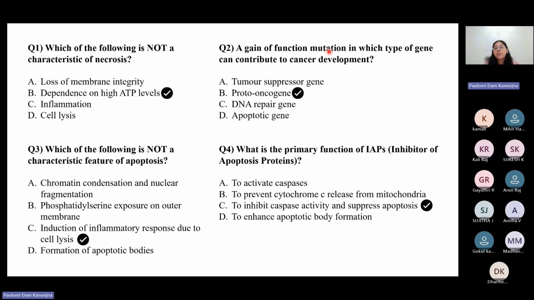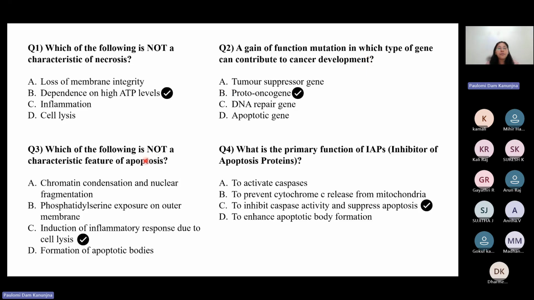A gain of function mutation in which type of gene can contribute to cancer? Cancer genes are called oncogenes. Proto-oncogenes are genes which get activated and then can lead to cancer. Gain of function means a mutation has happened that has promoted the function, that has let it gain the function. So gain of function of a proto-oncogene means it has got the ability of being an oncogene now, and it can now induce cancer.